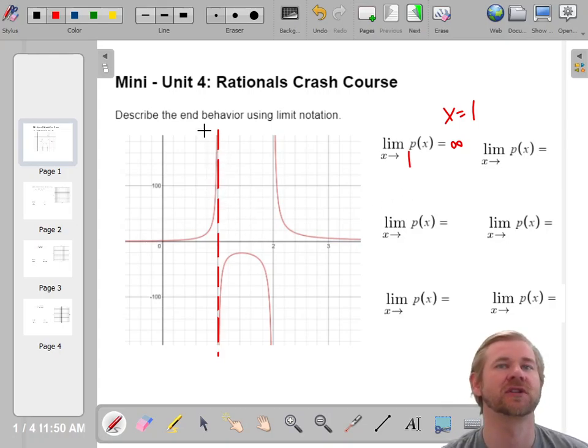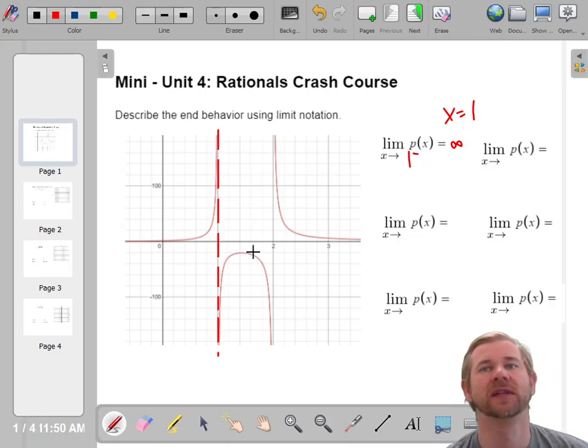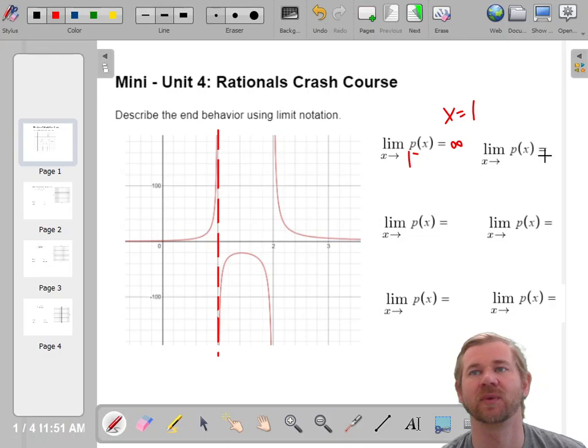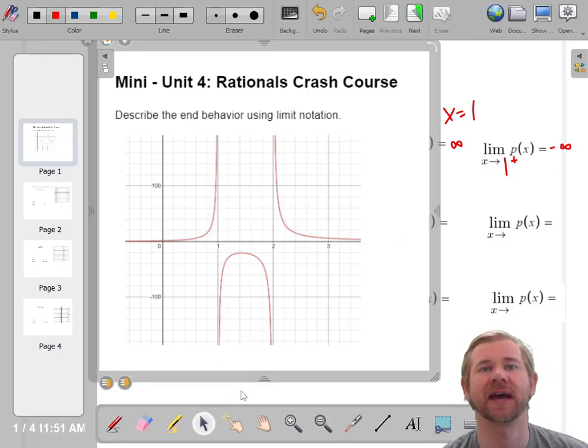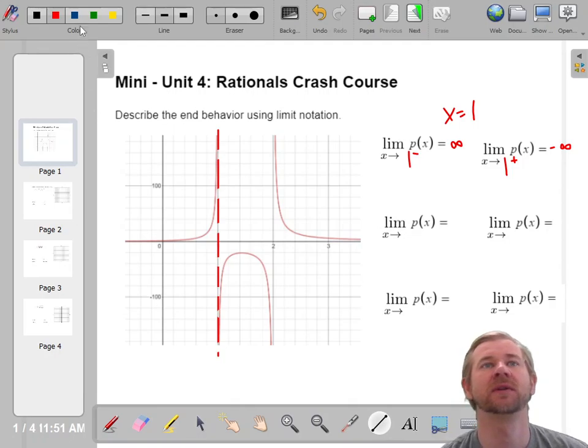And this function is on the left side, so we say on the left. It's going up as you're on the left side of the asymptote. And down here, it's going down, so we say negative infinity, 1 from the right, on the right side of the function. The other asymptote I have is at 2, so I'll now do that one.